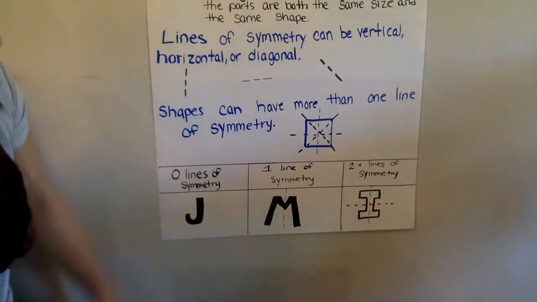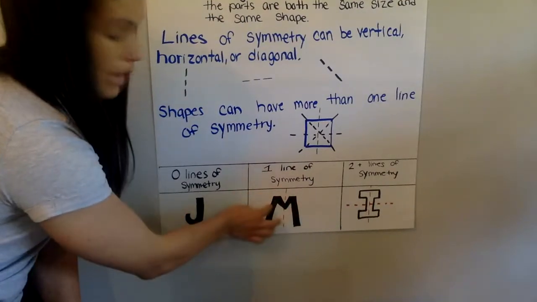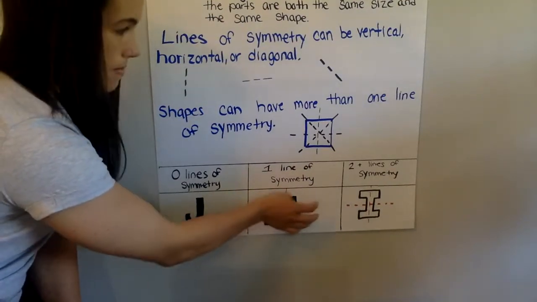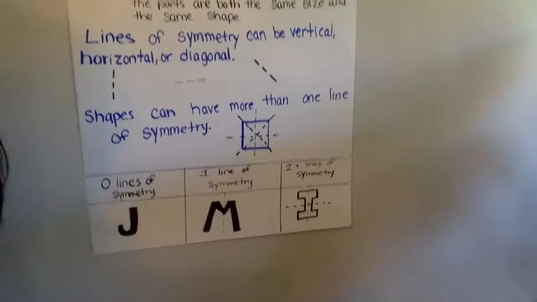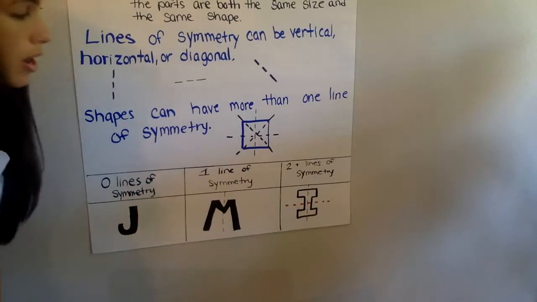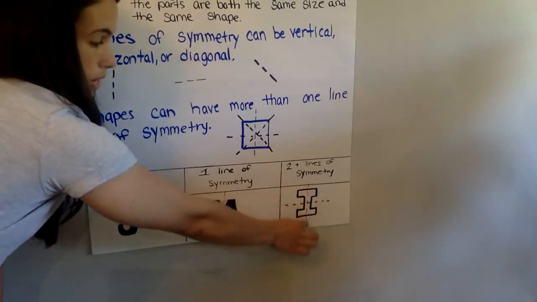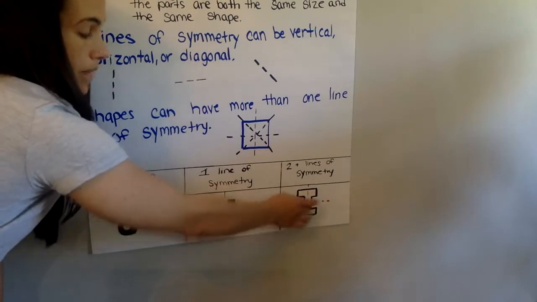This has 1 line of symmetry. So if I put the line down the middle of the M, this would match up to this. Okay. And then if you look to my other example, I drew an I, capital I. This has 2 lines of symmetry. Going down the middle, if I was to fold it, they would match up.